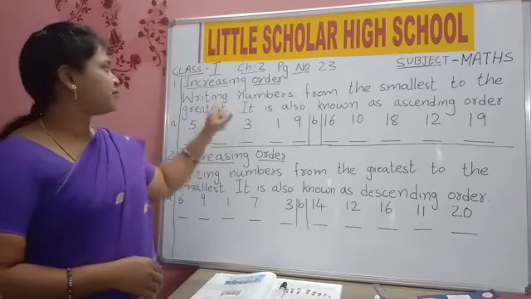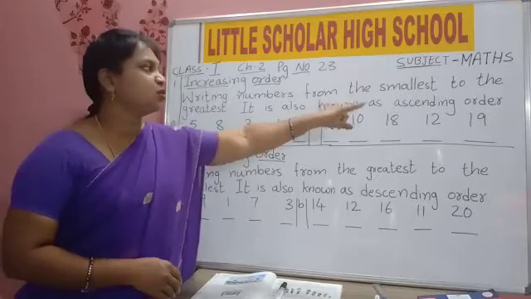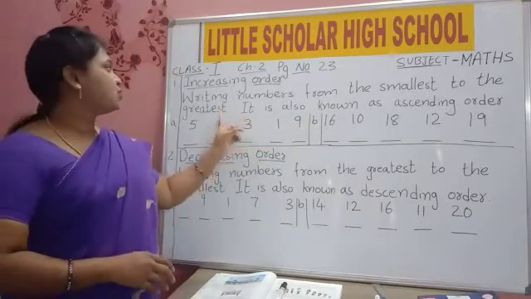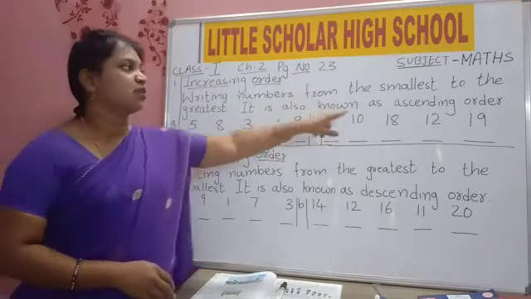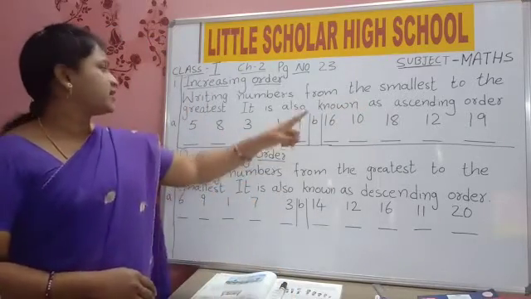Writing numbers, repeat after me. Writing numbers from the smallest to the greatest is known as increasing order. Increasing order is also known as ascending order.